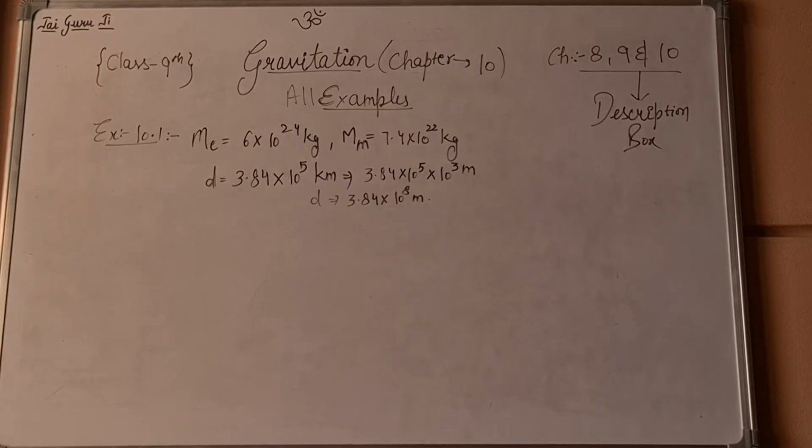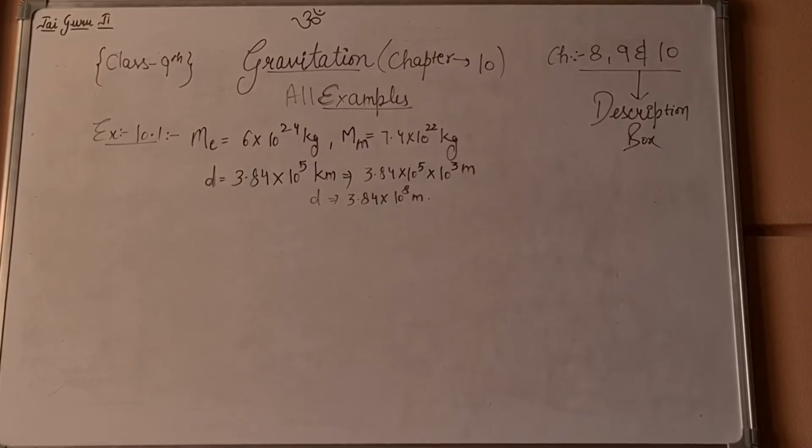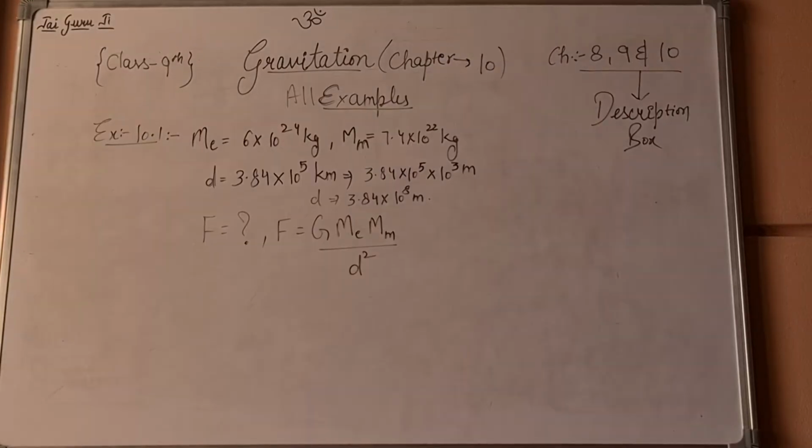Now we have to calculate the force exerted by the earth on the moon. So capital F is to be calculated. By the universal law of gravitation, gravitational force is equal to G M_E M_m upon d square, where G is the gravitational constant whose value is 6.67 into 10 to the power minus 11 Newton meter square per kg square. So we have to substitute all the values in F and calculate the value of F like this.